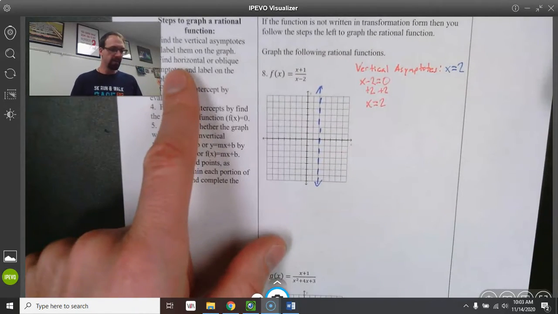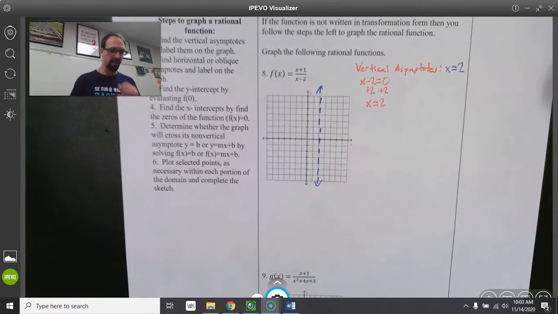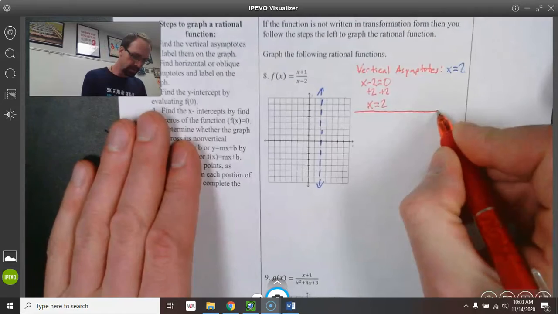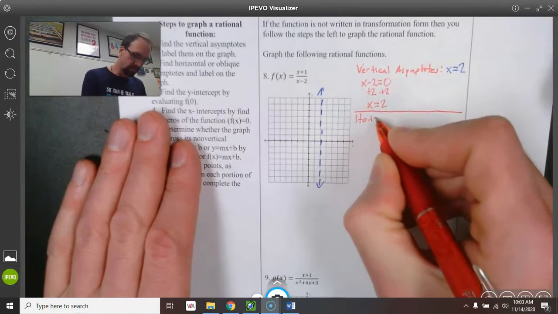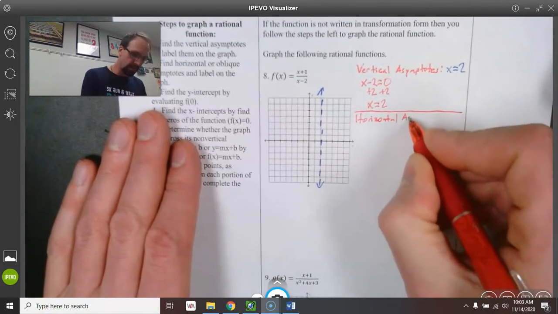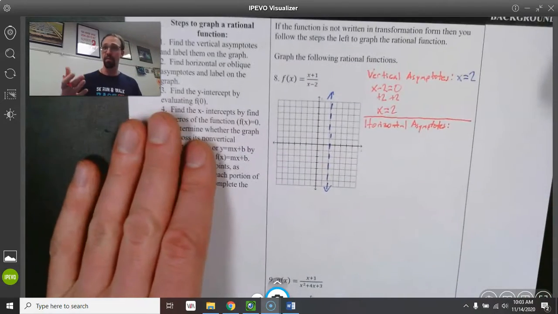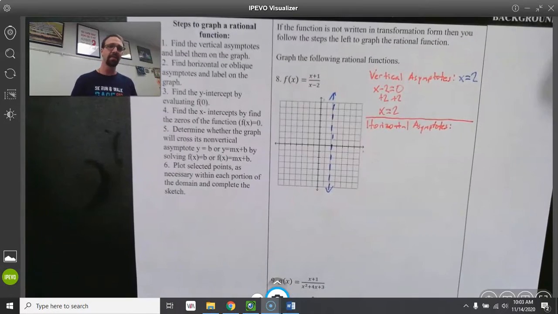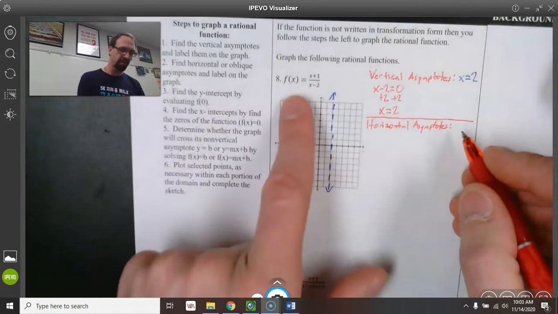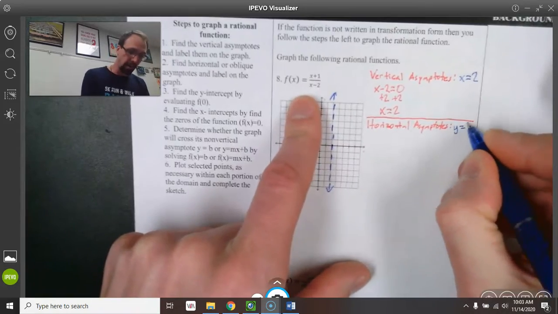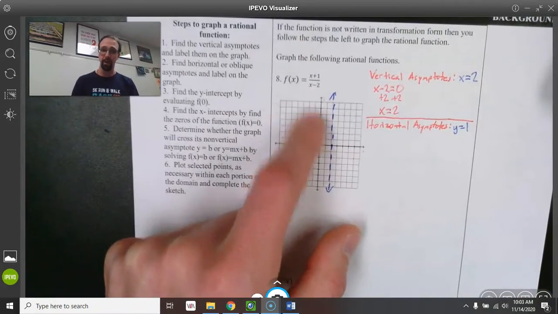That's the vertical asymptotes. Next, find the horizontal or the oblique asymptotes and then label them on the graph. For the horizontal asymptotes, we follow one of three cases. Again, it depends on the degree of the numerator and the degree of the denominator. In this case, you just have to look and know that the degrees are the same in the numerator and the denominator. I just need to simplify the coefficients. In this case, the coefficients are y equals 1 over 1, or y equals 1. So the horizontal asymptote in this case is y equals 1.